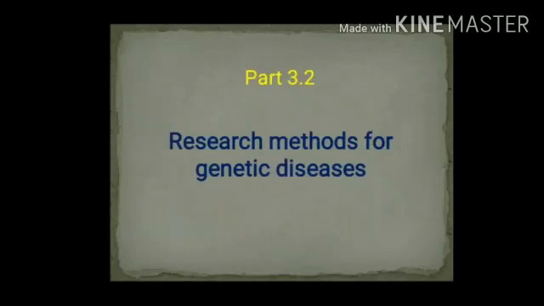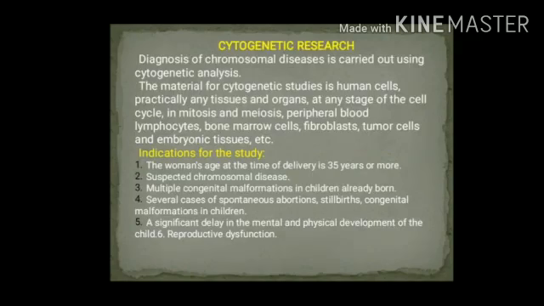Cytogenetic research. Diagnosis of chromosomal disease is carried out using cytogenetic analysis. The material for cytogenetic studies in human cells can be practically any tissue and organ at any stage of the cell cycle, in mitosis and meiosis: peripheral blood lymphocytes, bone marrow cells, fibroblasts, tumor cells, and embryonic tissue.